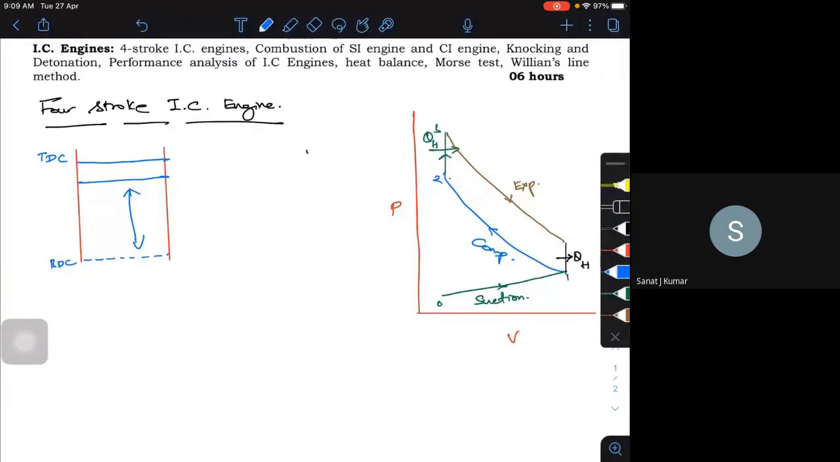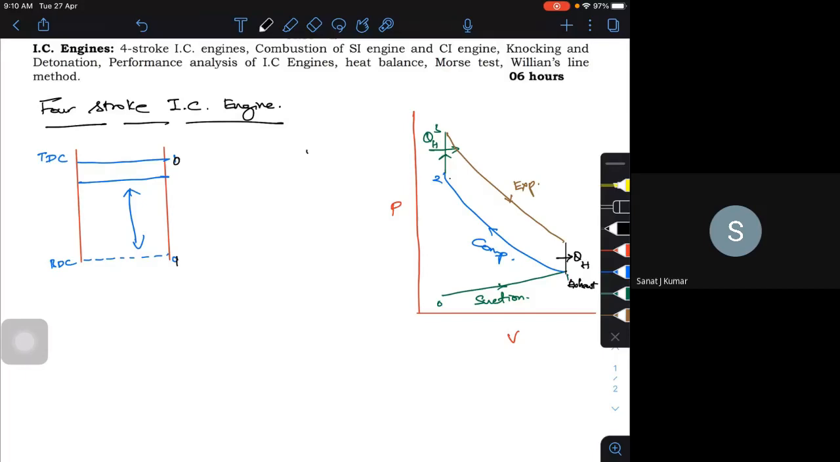So what is suction actually? Suction is when, from 0 to 1, it moves. So I do have the suction process. When it is coming down, it is sucked. Then it will go up in compression. Then I'll have the heat addition, then an expansion, then I will have an exhaust. So heat rejection or exhaust. This is how your 4-stroke petrol engine will work.